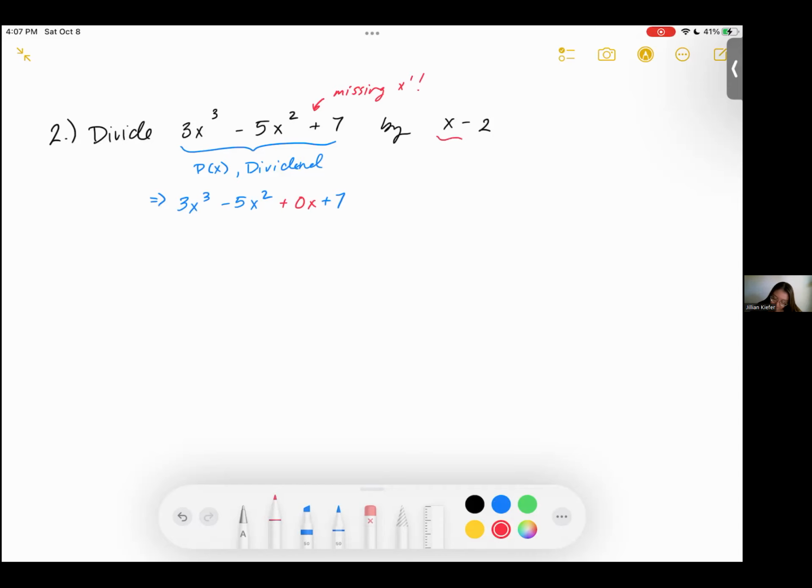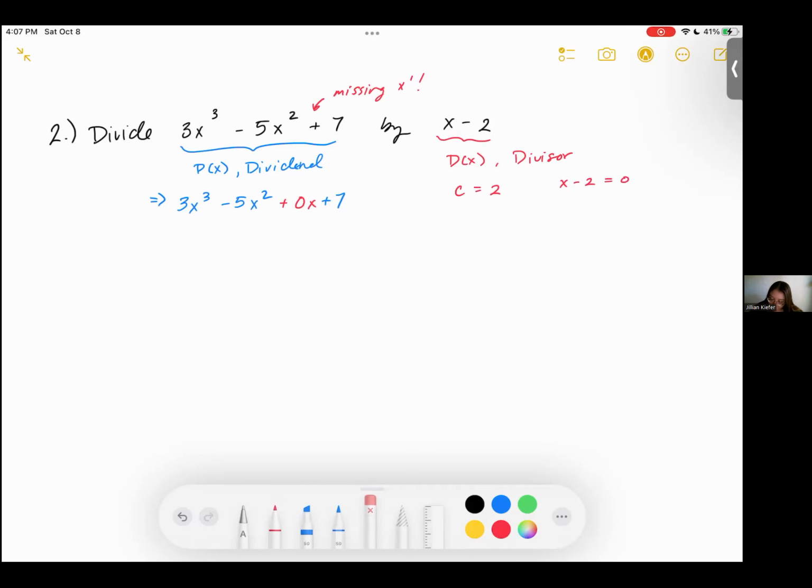Then we have our divisor, or d of x. We want to know what the value of C is. We said that our divisor would have to look like x minus C. So in our case, we have x minus 2. C is equal to 2. Now, another really quick way to find out what C is equal to is that you could take the divisor, set it equal to 0, and whatever that value x equals is the value of C. So that's another way that you could do this. So we could take x minus 2, set it equal to 0.